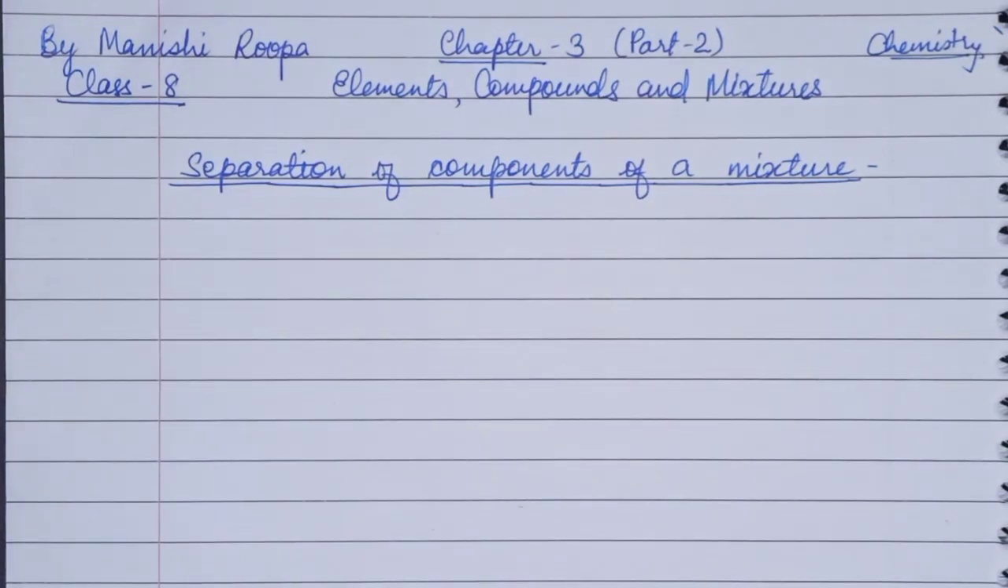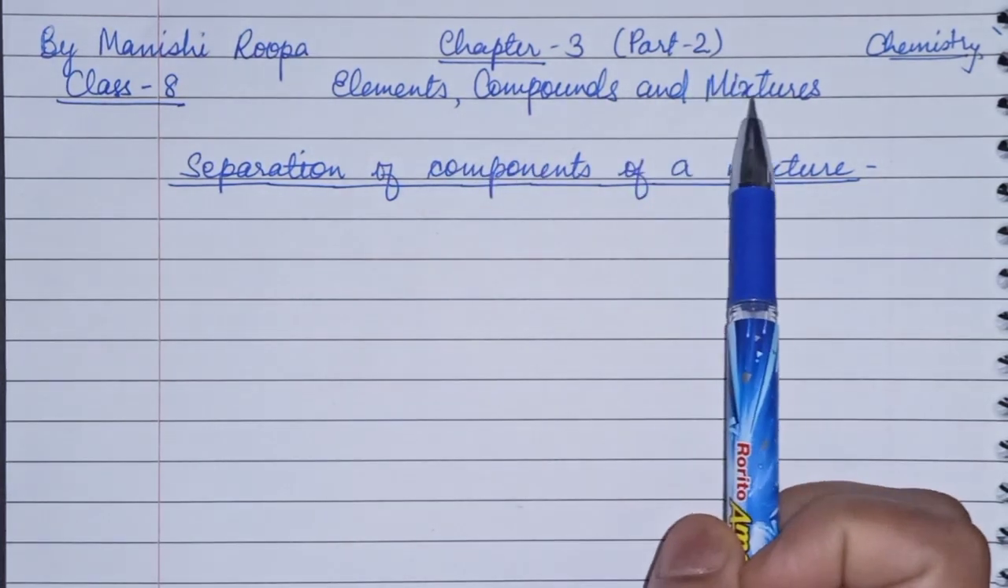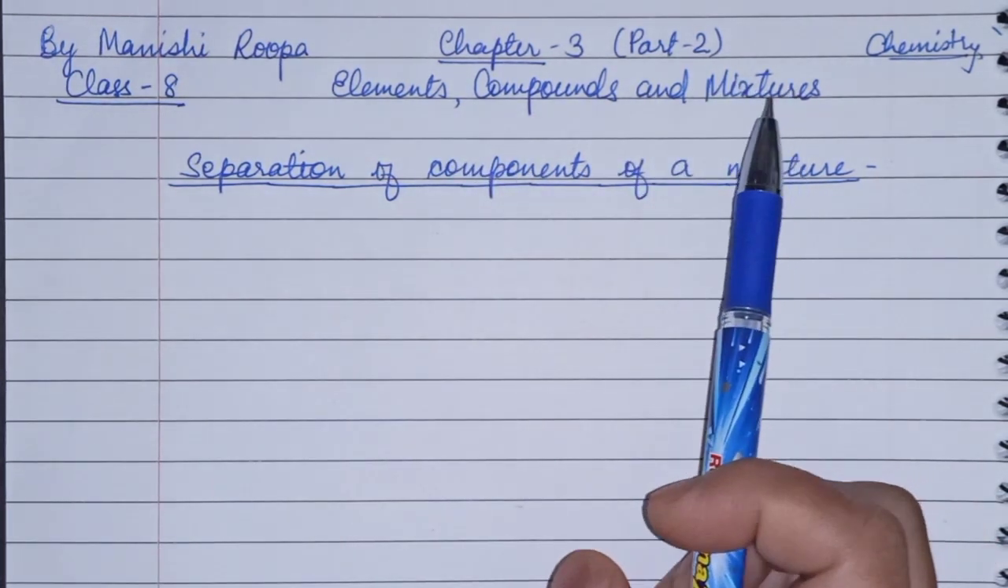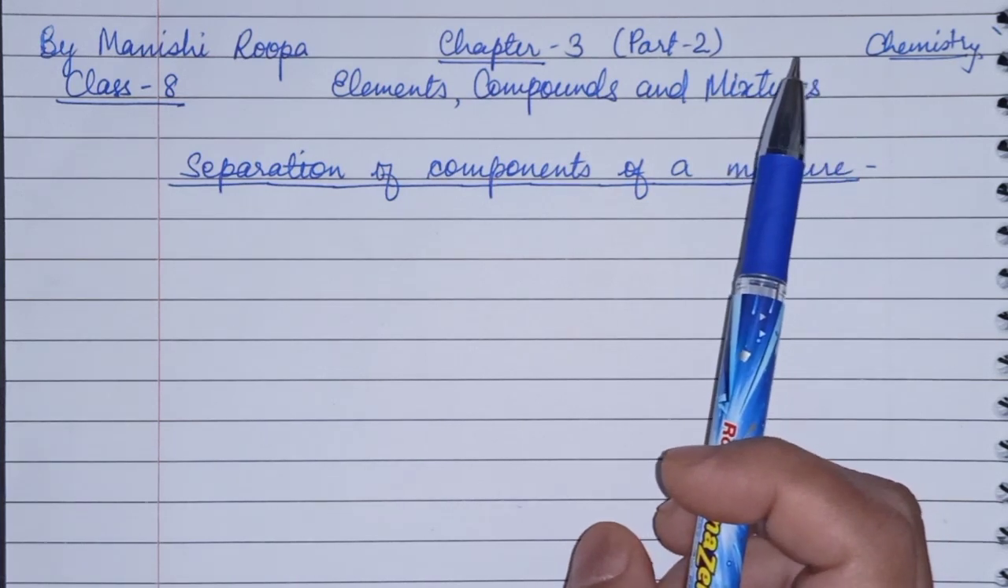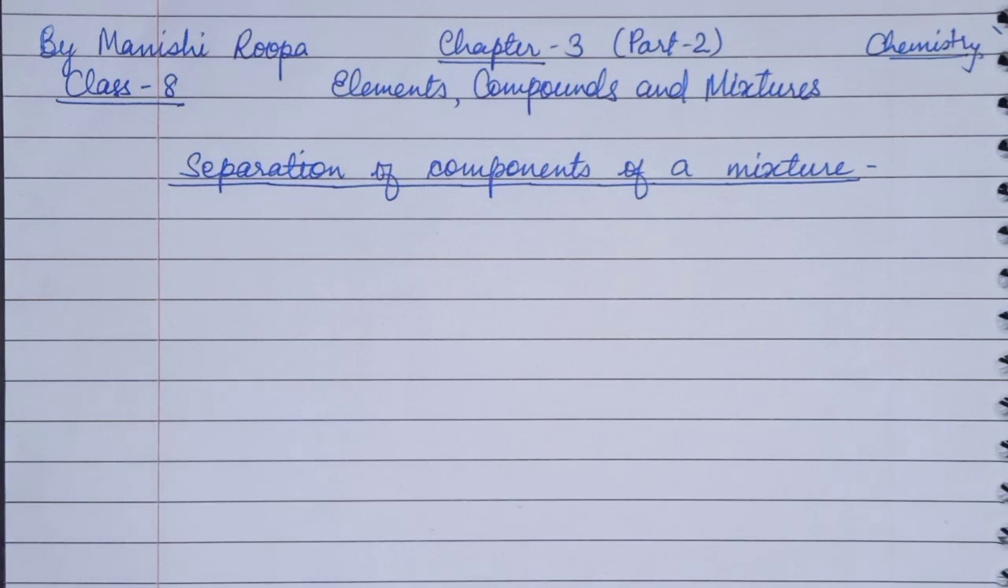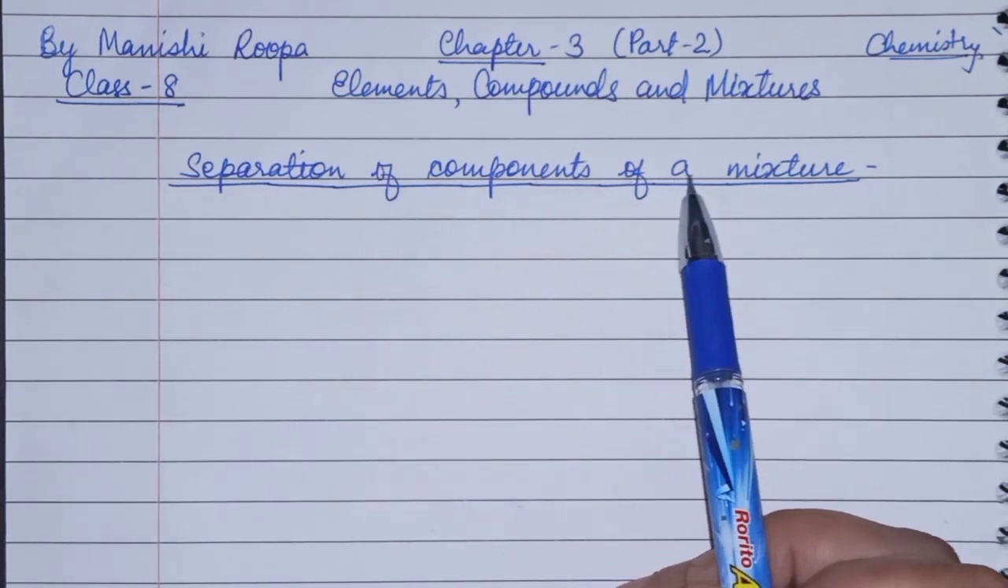Hello children, I am again here with the second part of the chapter Element, Compound and Mixture. In the first part we have discussed what are elements, compounds and mixtures, and differentiated between compound and mixture. That we have done. Here we will do separation of components of a mixture.